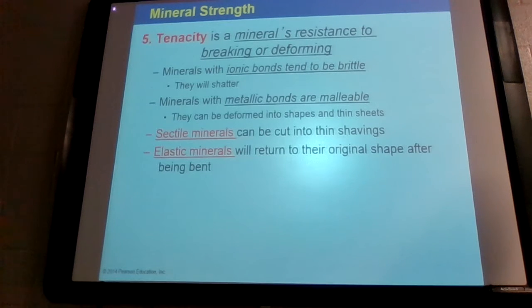Next, we get to tenacity. I'm going to skip this slide. This is very much associated with hardness. Tenacity, in all of my 6 years going through college, we never talked about tenacity. It's more of an engineering term.